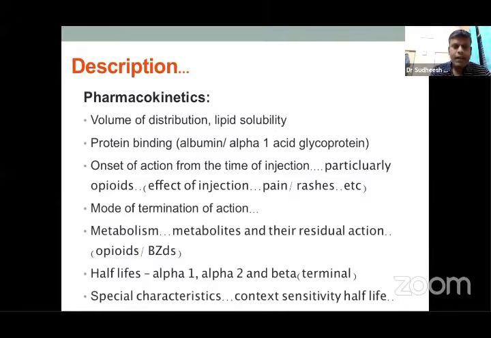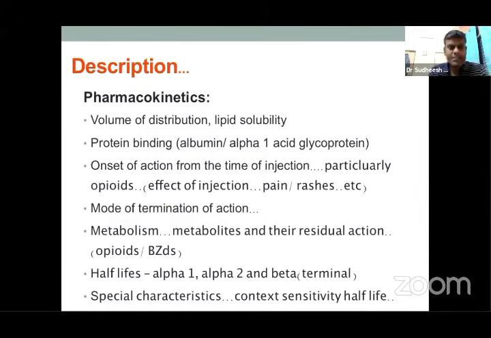And then certain half-lives, that is alpha 1, alpha 2, and beta. Alpha 1 represents the primary redistribution half-life, whereas alpha 2 is the redistribution to various other organs, that is muscles, etc. And finally beta is the elimination T half. So it is the half-life which occurs with the metabolism of the drug.